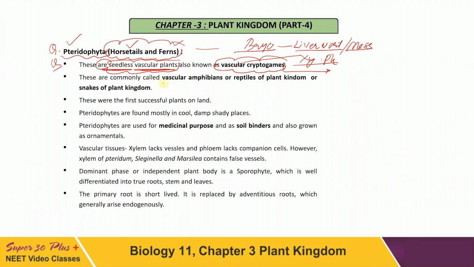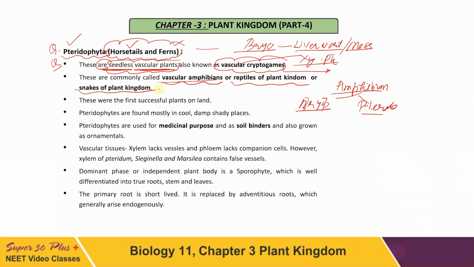Commonly known as vascular amphibians. See, vascular amphibians. Amphibian means, children, which needs water to complete their life cycle. You have seen bryophytes were also known as amphibians. Is it clear? These are the bryophytes, but they do not have vascular tissue. On the other side, these are pteridophytes. Pteridophytes are known as vascular amphibians, also known as reptiles of the plant kingdom or snakes of the plant kingdom. It's a very interesting one.